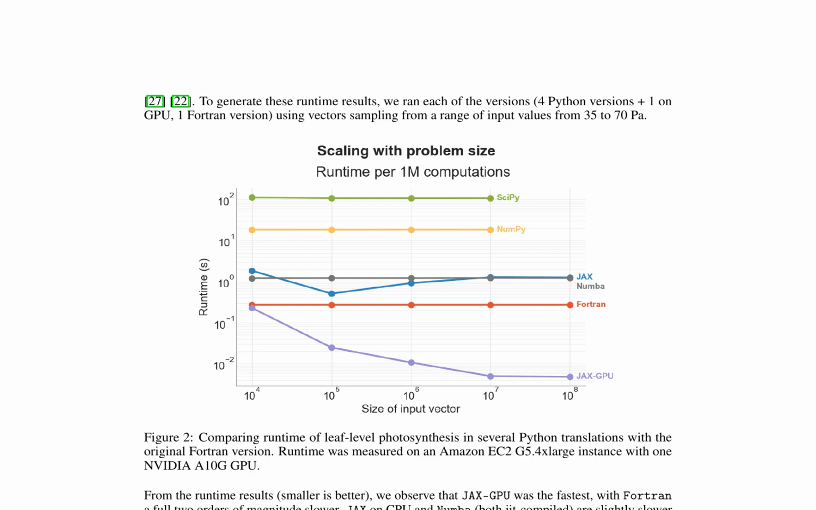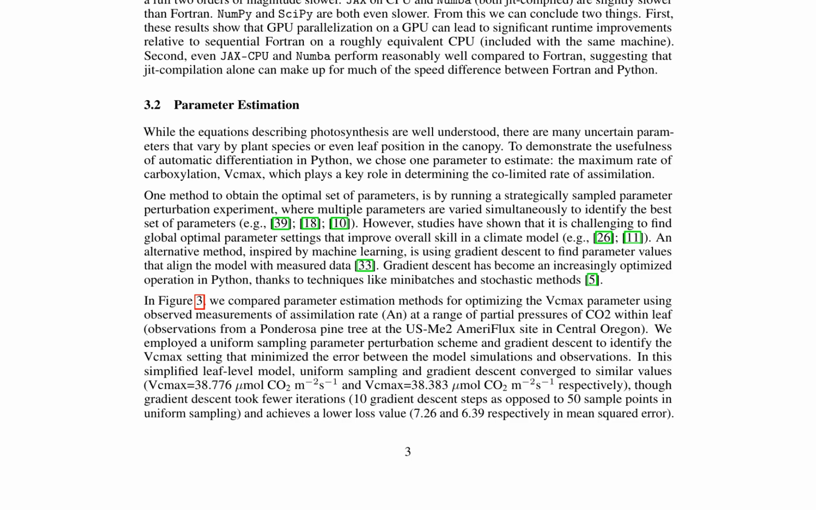The research paper discusses the translation of a leaf-level photosynthesis module from Fortran to Python, leveraging tools like JAX for automatic differentiation and GPU parallelization. This component is part of the Community Land Model, CLM, which is a critical module in climate change modeling. The paper presents a comparison between different Python versions and the original Fortran version, demonstrating that JAX GPU was the fastest, followed by JAX CPU and Numba, with Fortran being 2 orders of magnitude slower. NumPy and SciPy were found to be the slowest.